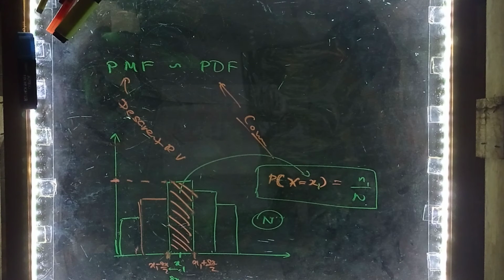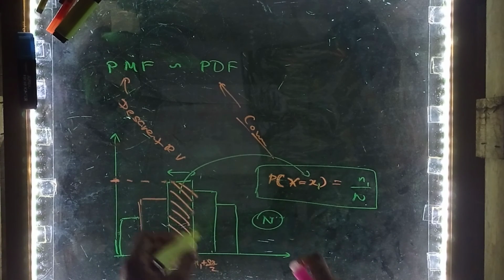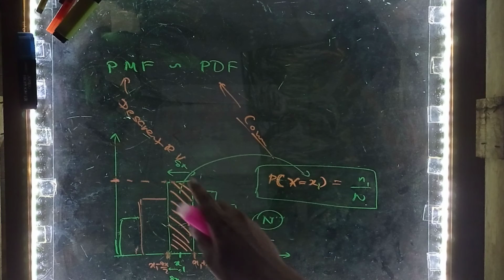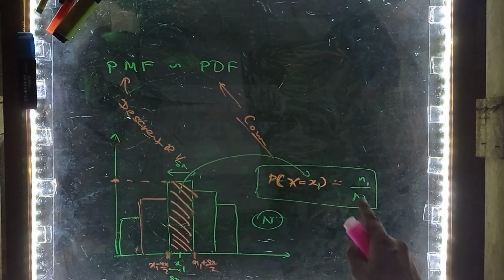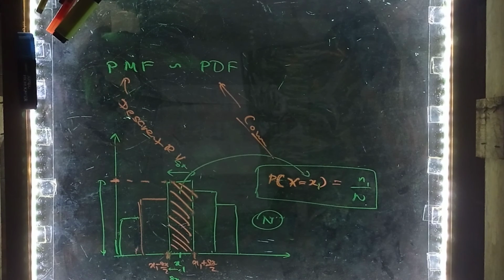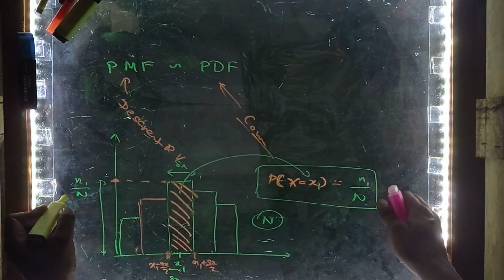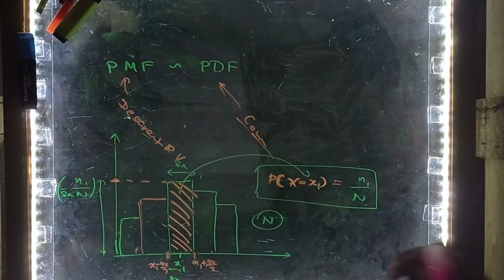Let me show you the height of this bar. With your simple knowledge of mathematics and geometry, you can apply it here. What is this height, the corresponding height which stands for this particular bar? It is little n1 upon upper N upon delta x, isn't it? This is called probability mass, not the probability of frequency.